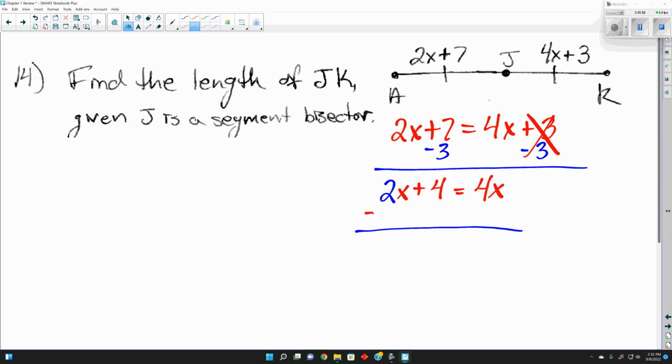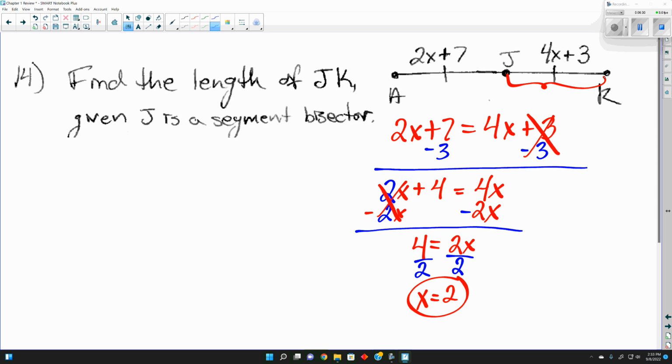Then we're going to subtract the 2x over, because again, now we need to get x on the other side, so these will cancel, telling us 4 is equal to 2x. Divide both sides by 2, which tells us x is equal to 2. Is that what it wanted? Because the instruction said find the length of JK, yes. Because it wanted the length of JK, so we plugged 2 back in for x.